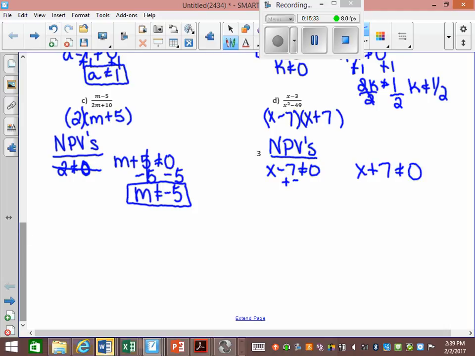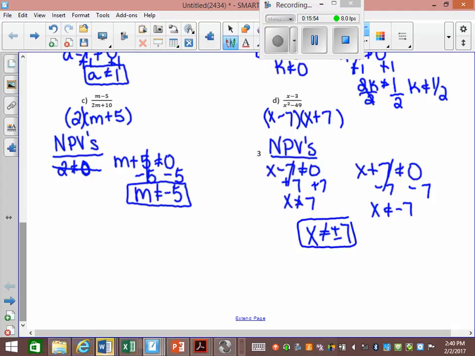I'm going to add 7 to this one to get rid of the minus 7. So x can't equal 7. And then I'm going to subtract 7. So x can't equal negative 7. So I can put those together, which they would on the diploma. They'll say x can't equal plus or minus 7. They just write the plus or minus sign in front.